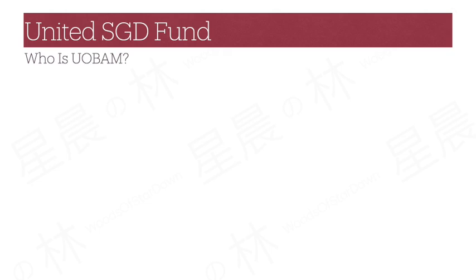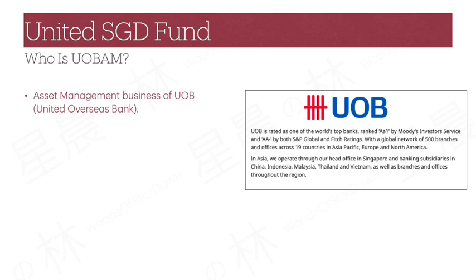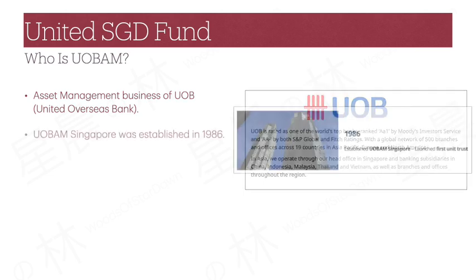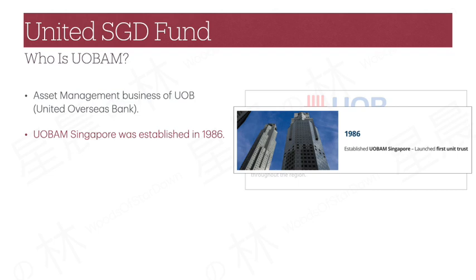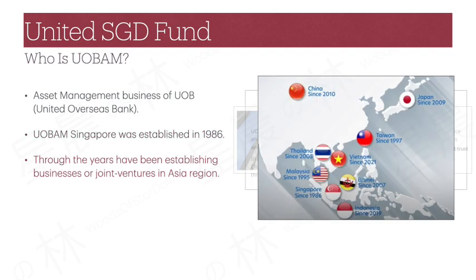Before we go through the fund details, let's spend a quick moment to understand who the fund provider, UOBAM, is and what they are good in. UOBAM is the asset management business of United Overseas Bank, or UOB, which is one of the 3 local banks in Singapore. UOB is a household name, tracing its roots back to 1935, when its former name, United Chinese Bank, was founded. UOBAM, in turn, was established in 1986, which means it has over 35 years of presence to Singapore retail investors. Through the years, UOBAM has been establishing businesses or joint ventures in the Asia region, with the most recent being 2019 when they set up PT UOB Asset Management Indonesia.